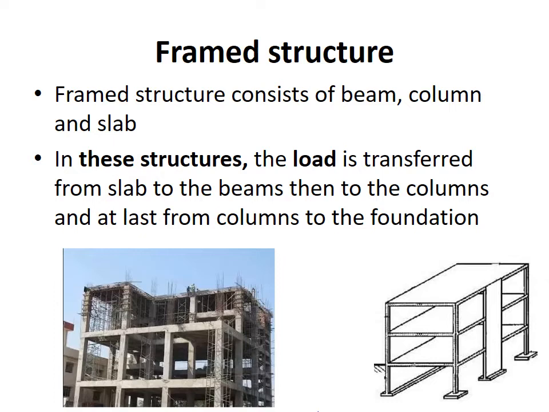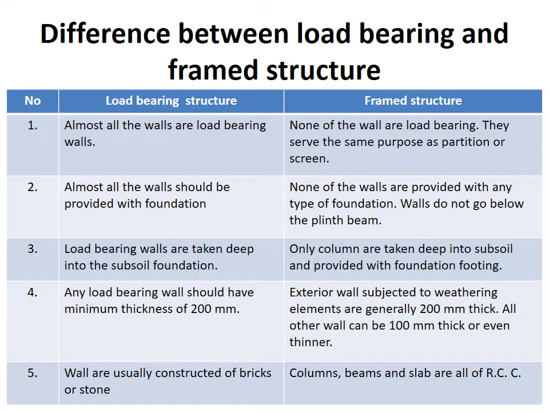Framed structure. Frame structure consists of beams, columns and slabs. In these structures, the load is transferred from the slab to the beam, then to the column, and at last from column to the foundation. Now, let's see some of the differences between load bearing and frame structure.